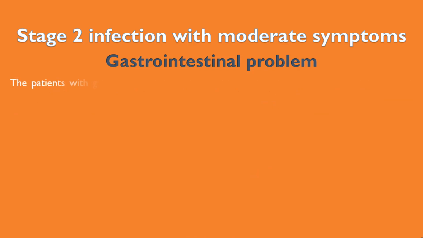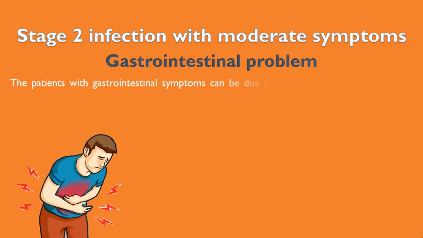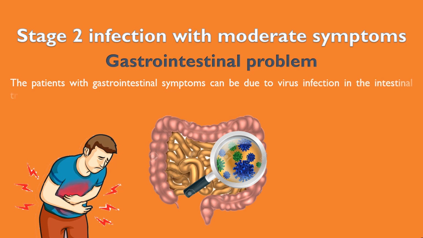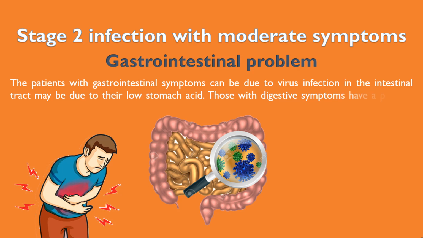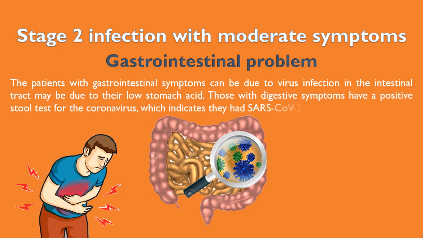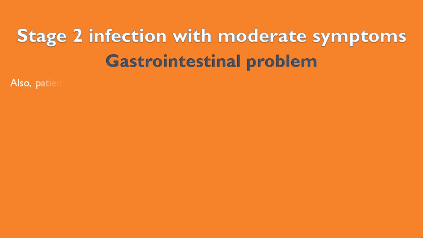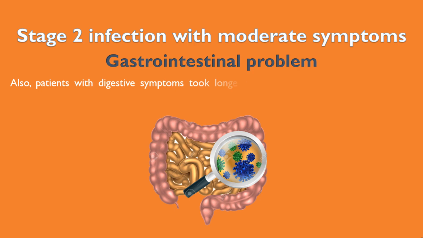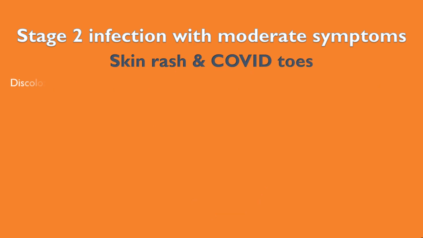The gastrointestinal symptoms can be due to virus infection in the intestinal tract, or may be due to their low stomach acid. Those with digestive symptoms have a positive stool test for coronavirus, which indicates they had SARS CoV-2 RNA in their poop. Also, patients with digestive symptoms took longer to clear the virus from their bodies compared to others.